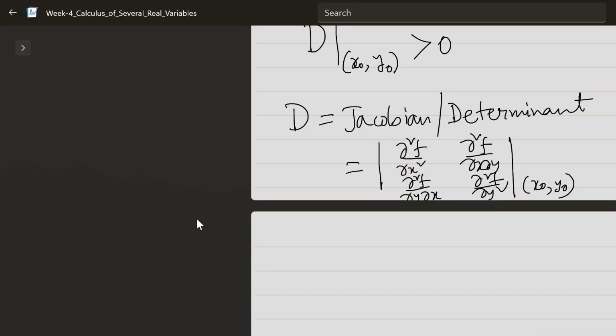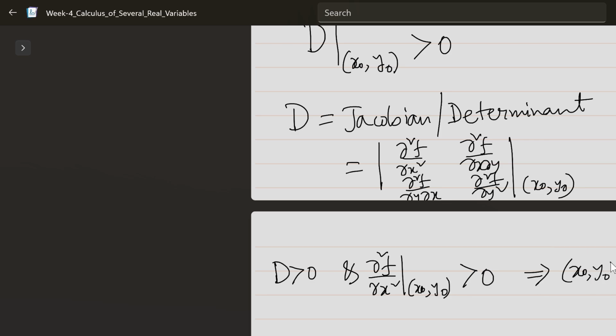So if D is positive and del 2f del x2 at x naught, y naught, that means your A at x naught, y naught, both are positive, then x naught, y naught is a local minimizer. And if D is positive and del 2f del x2 at x naught, y naught is negative, then you have a local maximizer. Okay.